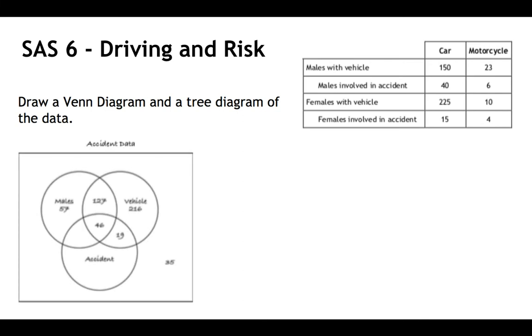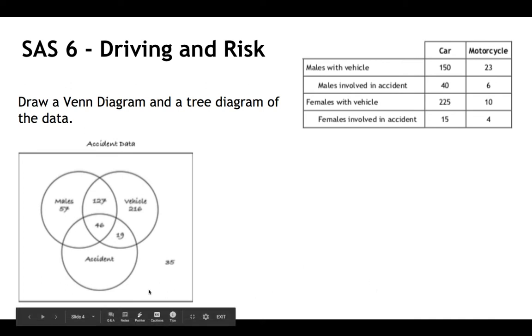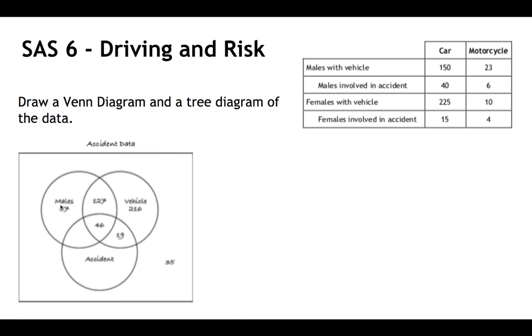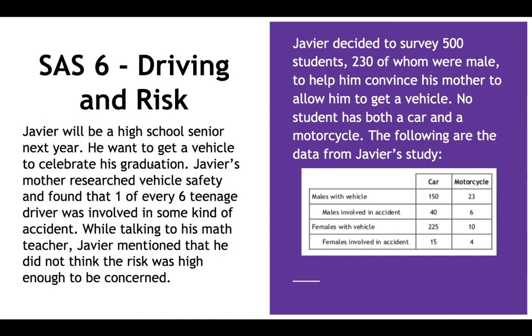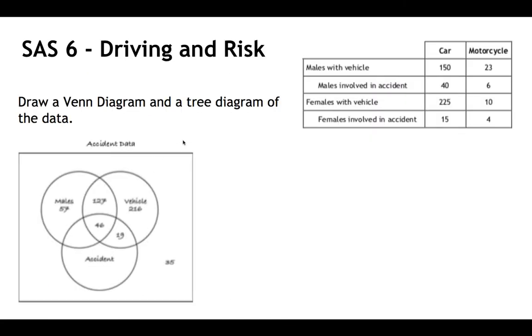In the Venn diagram, we have a situation where 57 are males and they did not have an accident. Notice that 57 are males and do not have a vehicle. You notice that they figured that out by doing a little process of elimination. We can easily figure out 500 minus males with a vehicle, 150 and 23 is 173, and we'll subtract that from the number of males, which we said earlier, 230. So 230 minus 173 will get us the answer of 57.